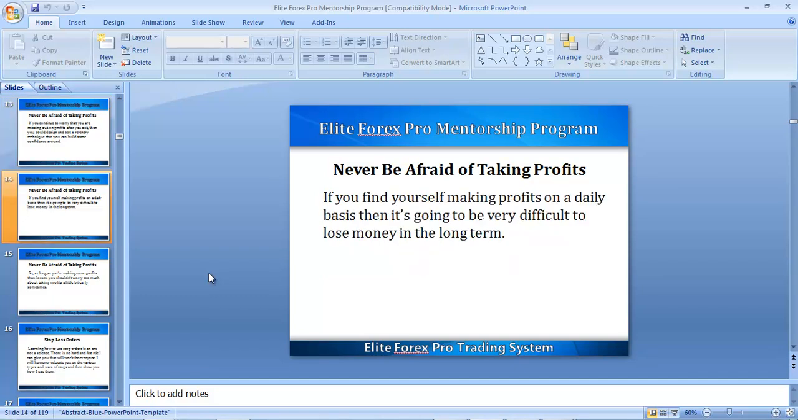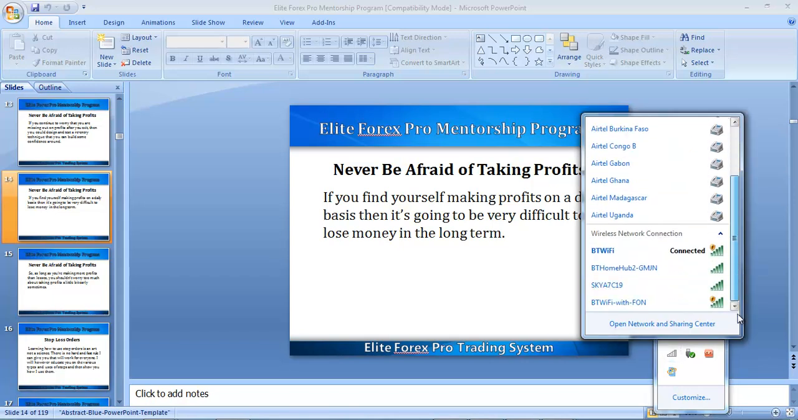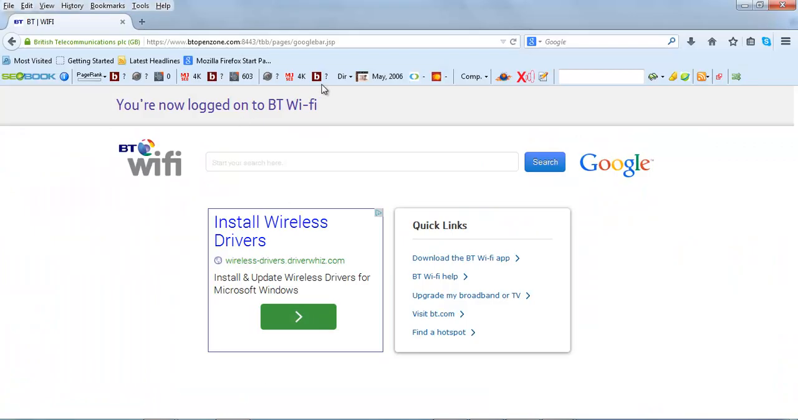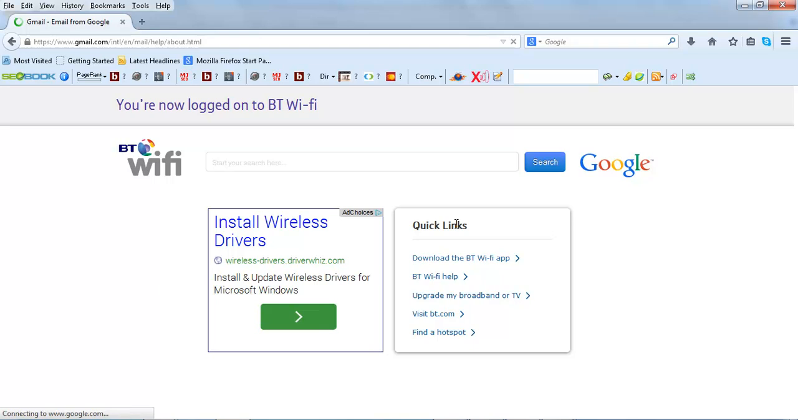If you find yourself making profit on a daily basis, then it's going to be very difficult to lose money in the long term. So we are not planning to lose money in the long term. So carry on doing what you're doing. I'm sure a lot of people, your account has grown, so it's very, very good. And then let's keep it that way.